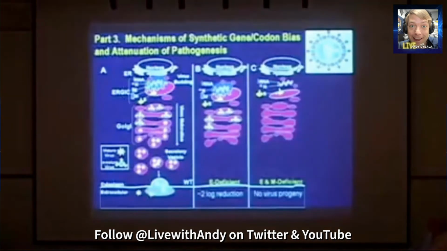Now, if you knock out E protein expression, this pathway is still viable, but you reduce virus yields by about 2 logs. And if you knock out the M glycoprotein expression, or M and E together, you don't make any virus progeny.